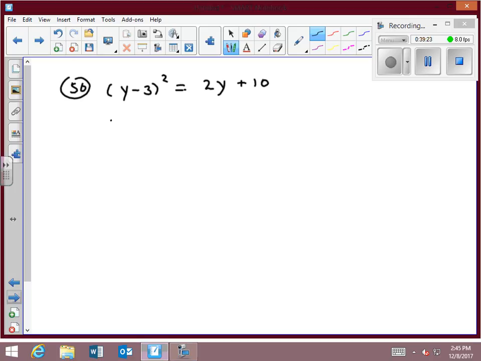So you expand this. This is y squared, and it's a complete square. So this is 2 times, so this is a minus 6y plus 9, right? Equals 2y plus 10. Now we got to get 0 on the right, so we're going to go y squared. The 2y comes over as a negative, so it's a minus 8y. 10 comes over as a negative, so it's a minus 1 equals 0.